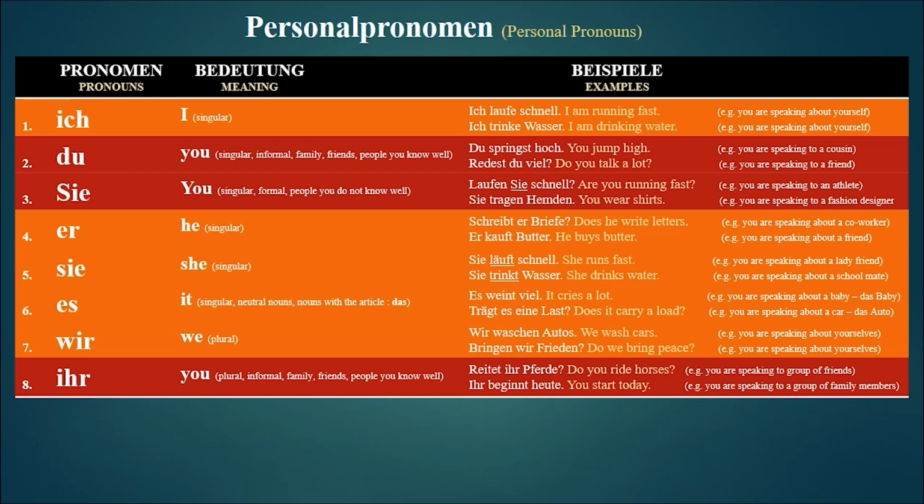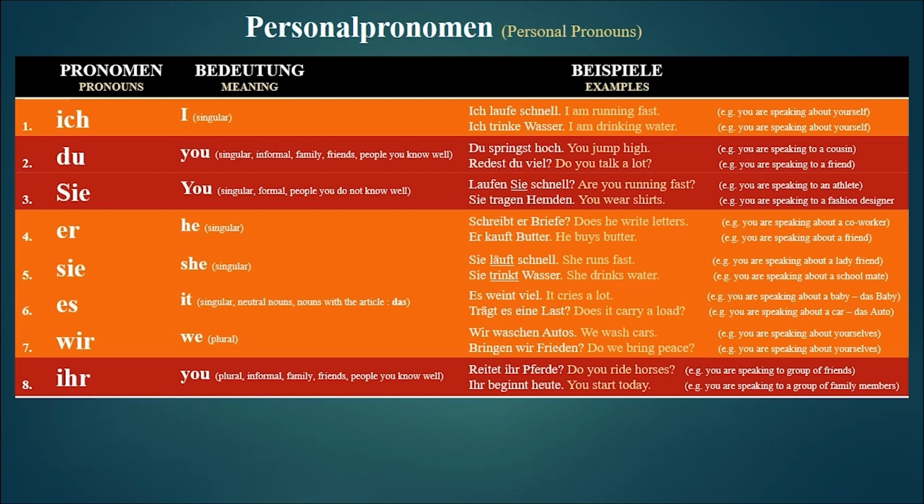Now this is plural. And then informal, you're referring to family, friends, people you know very well. You use you, but in plural. You're not referring to one person, not a single person, but a group of people, 2 or more. And examples are here. Reitet ihr Pferde? Do you ride horses? Probably speaking to a group of friends.